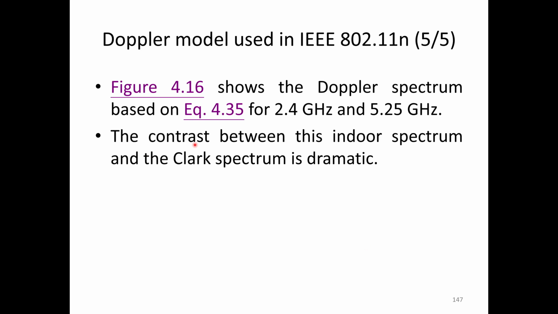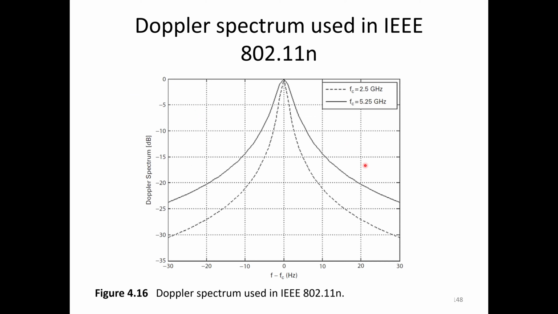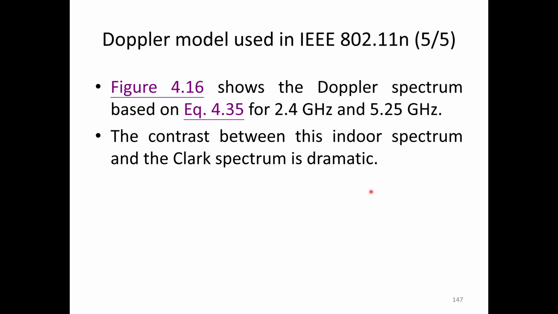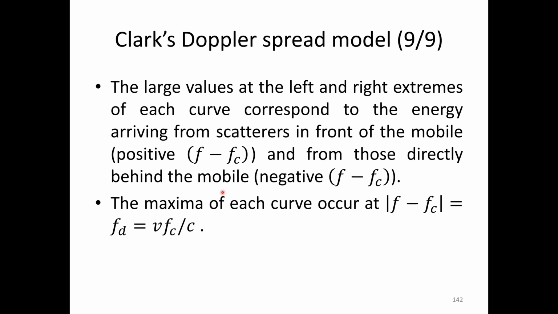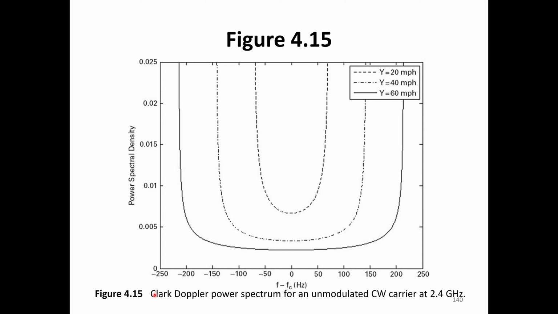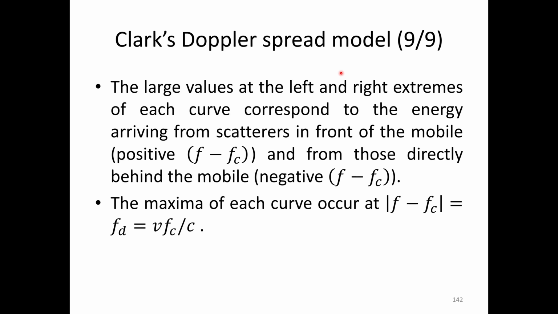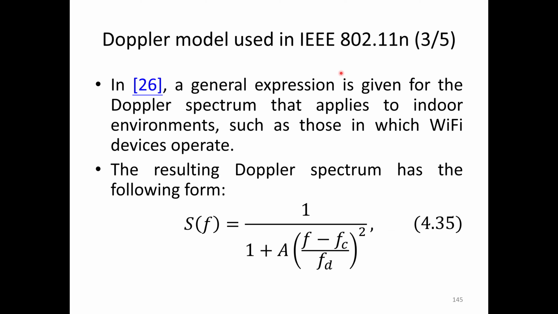So the contrast between this indoor spectrum and the Clarke spectrum is dramatic. Let us see the indoor spectrum. The shape is like a mountain. However, for the Clarke spectrum in figure 4.15, the shape is like the English letter U. So they are quite different.